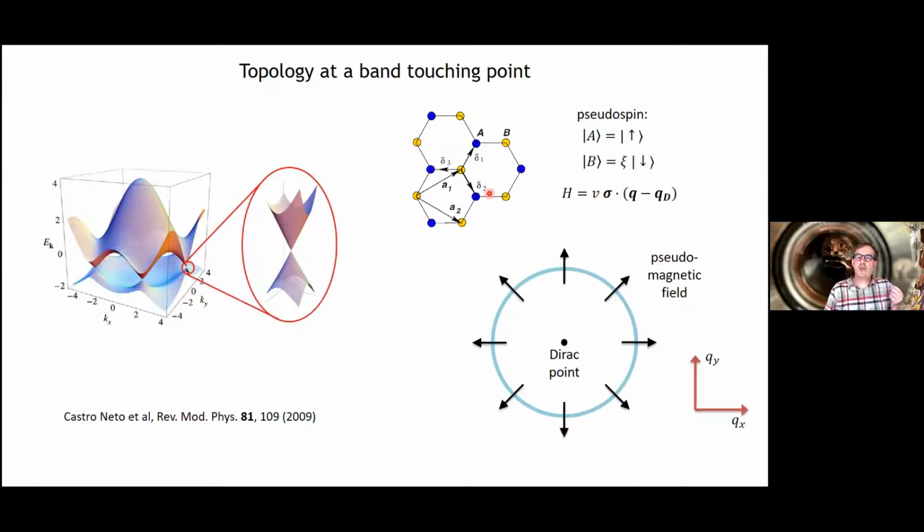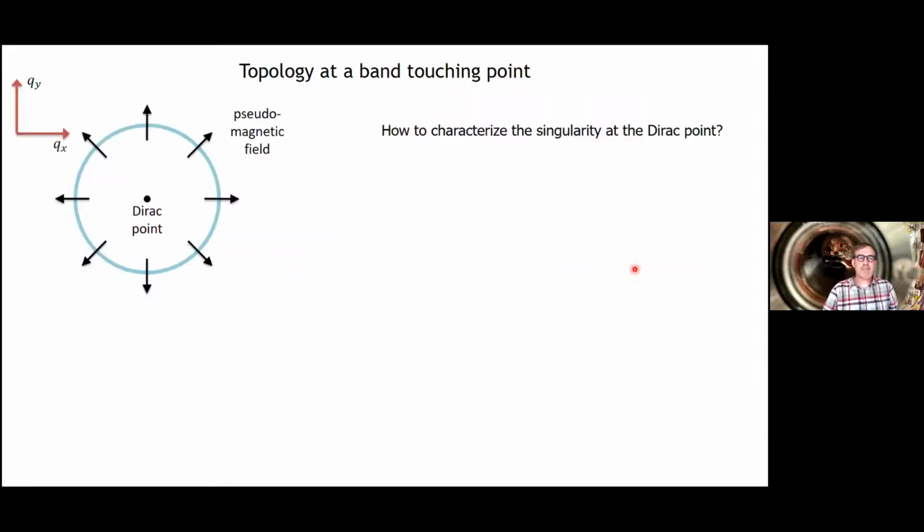For example, you can choose a pseudo-spin basis where a particle trapped in site A of the unit cell is called spin up, and a particle trapped in site B of the unit cell is called spin down. And you find then that in the vicinity of this Dirac point, the Hamiltonian has a very simple form, like that of a spin in an applied magnetic field, where that applied magnetic field increases in magnitude as you move away from the Dirac point, and points in a direction, let's say, radially away from the Dirac point. So again, this is the basic structure of a Dirac point.